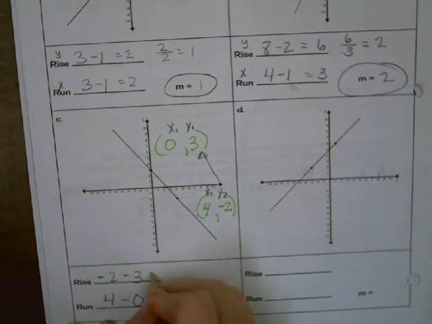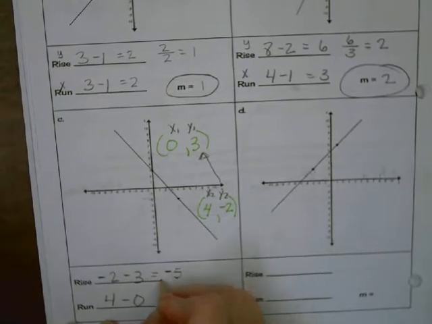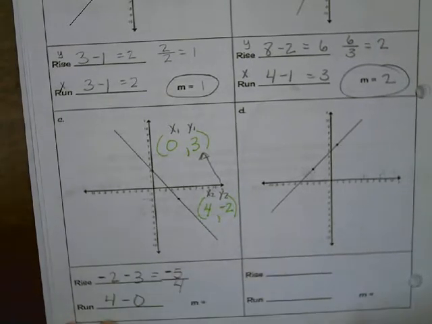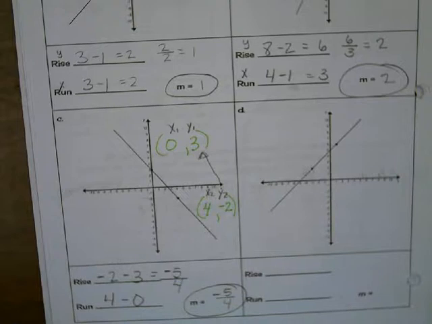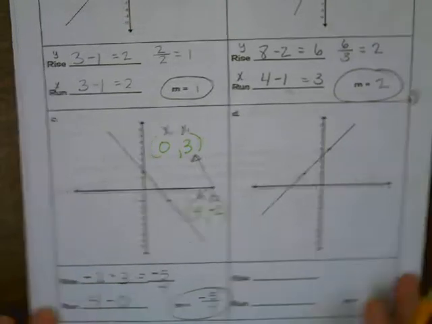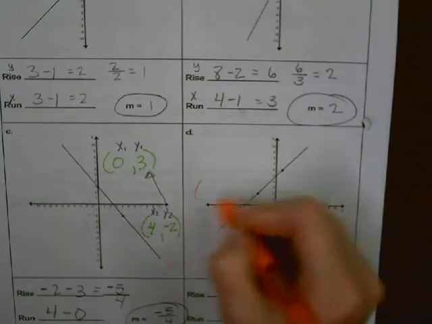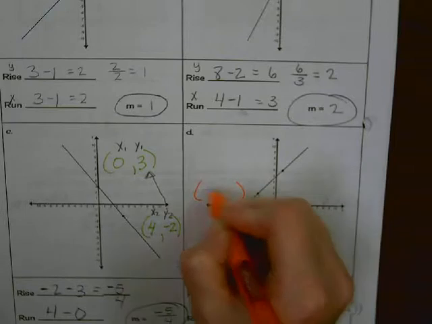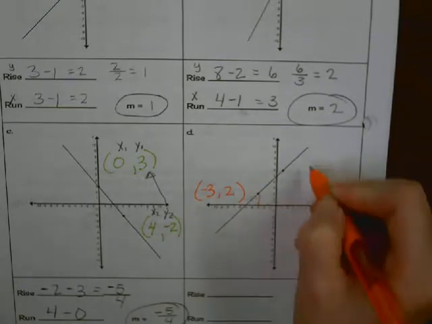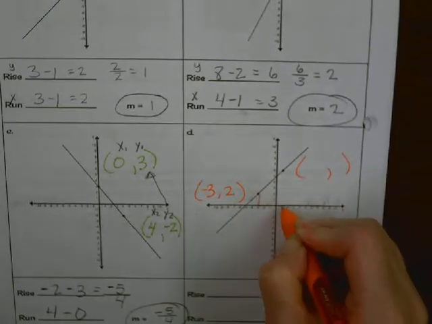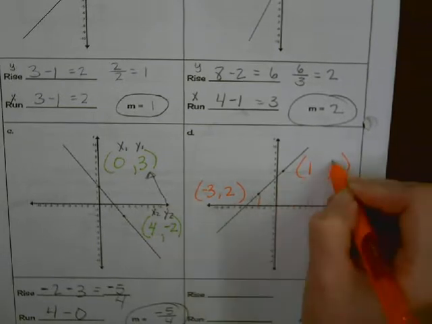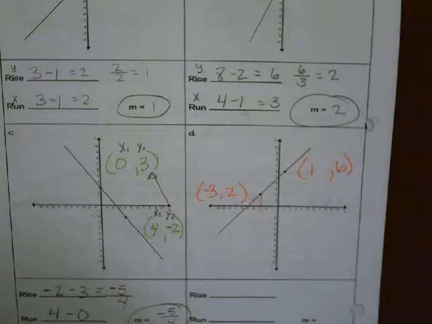So I get negative 5 over 4. Negative 5/4. Let's try these points. This one looks like -3 up 2, and this one looks like over 1 up 6. Get them labeled.